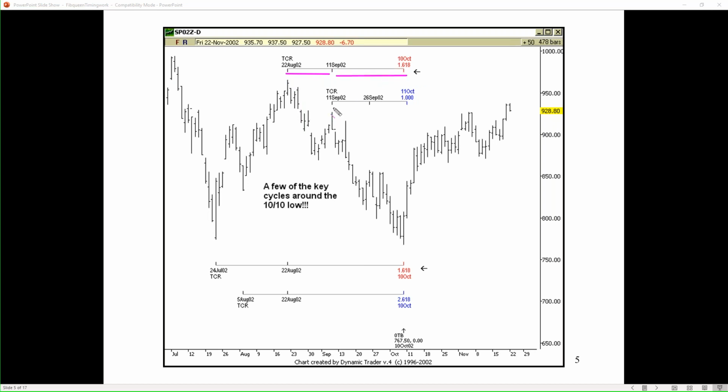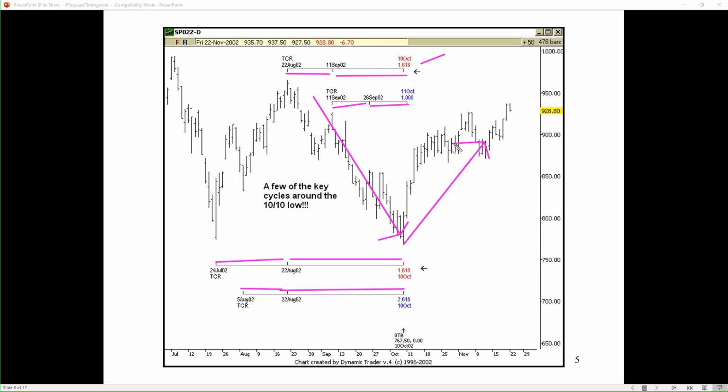I found another high to high, 100%, October 11th. A low to high, 1618, October 10th. And another low to high swing, and this was 2618, which I would consider more of a confirming cycle, came in on the 10th. So we had the 10th, 11th, and what's happening? The market is going straight down into the cycles, so you anticipate a reversal back up.